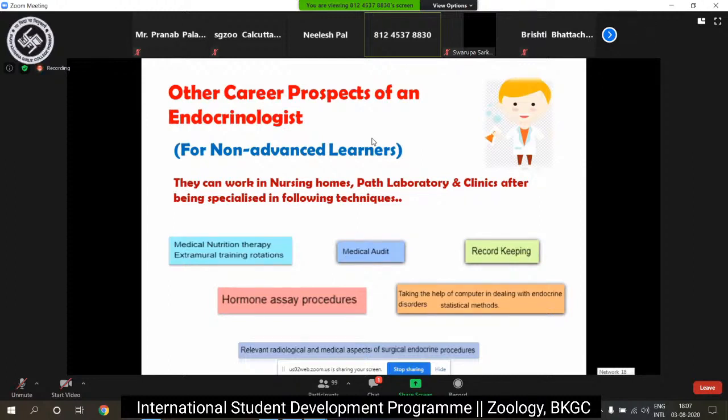As I have said, they must have some basic diploma in these aspects, like nutritional therapies, and certain extramural training rotations or training courses are being offered. We can go for medical auditing, record keeping, and we have to know the hormone assay procedures. So RIA, ELISA, the Western blotting system, all this technical knowledge will give us a chance to be absorbed in the newly advanced stages of the hospital management system.